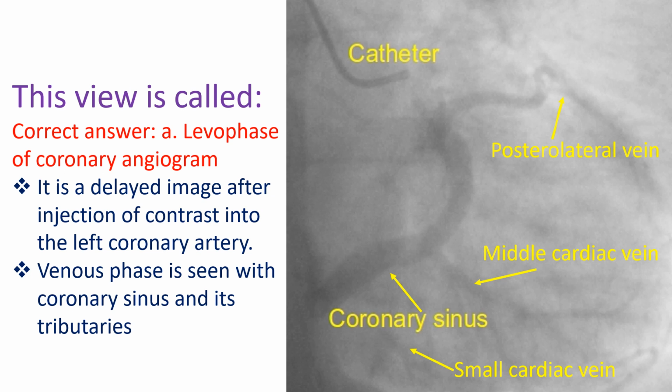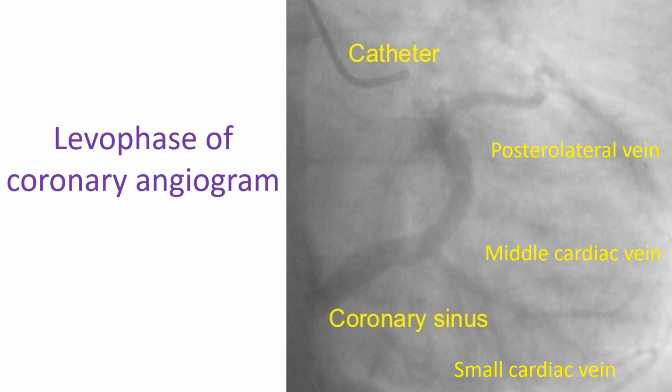It is a delayed image after injection of contrast into the left coronary artery. Venous phase is seen with coronary sinus and its tributaries. Assessment of tributaries of coronary sinus is important during cardiac resynchronization therapy for implantation of left ventricular lead. The vein seen in the middle of the image is the middle cardiac vein, and that in the left cardiac border, the posterolateral vein. A small inconspicuous vein seen behind the coronary sinus label is the small cardiac vein.